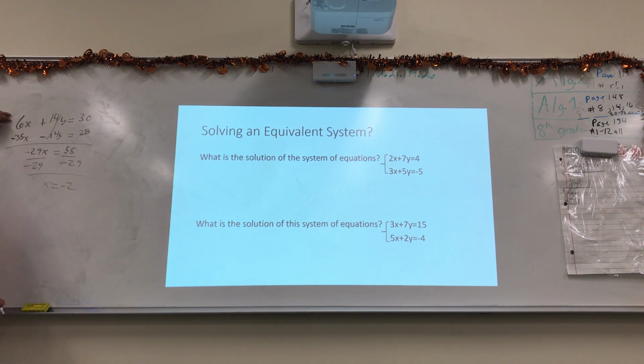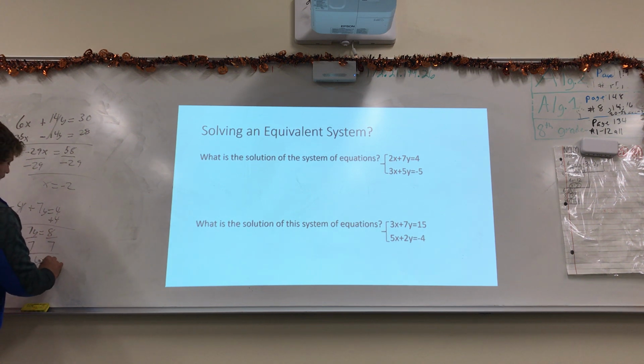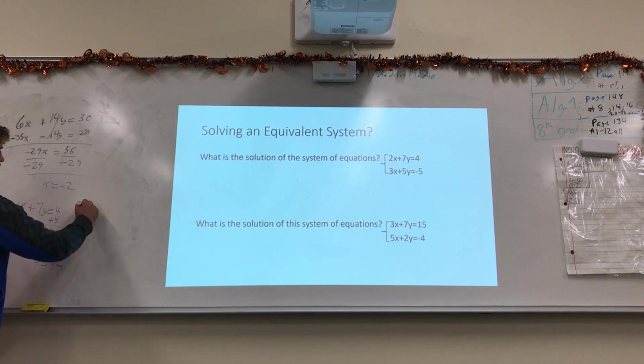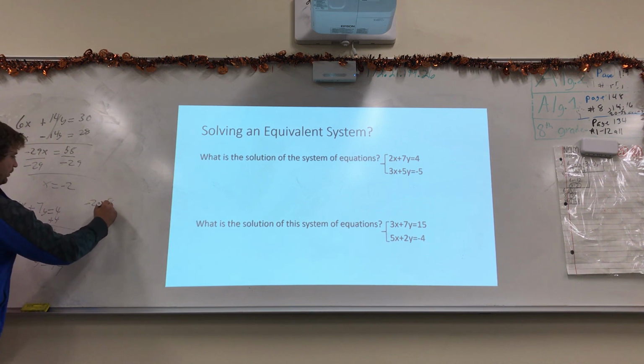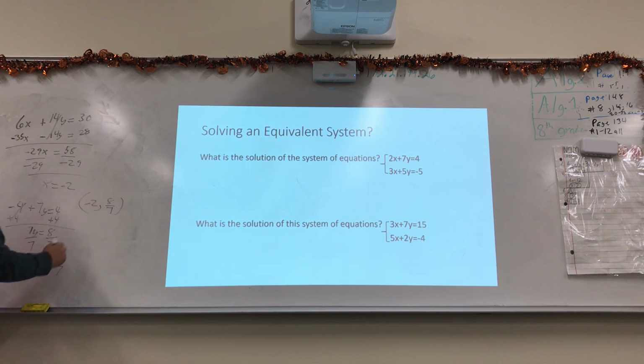Plug in negative 2, I would say probably to my top equation, which is going to give me negative 4 plus 7y equals 4. Add 4 over. You're going to get 7y equals 8. Divide by 7. y equals 8 over 7. So your ordered pair is negative 2, 8 over 7. Okay?